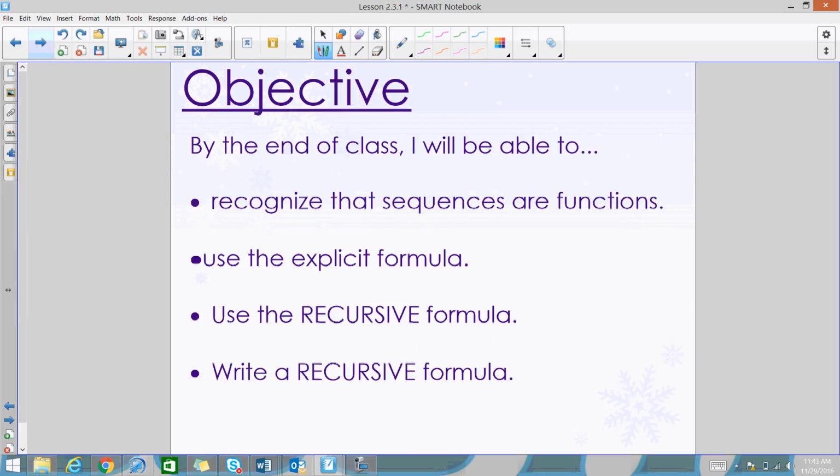So today what we're going to do, we're going to recognize that sequences are functions. So you're going to look at a set of numbers and determine that they're a function. And then you're going to use the explicit formula that we've been going over, which you actually already know. It's linear and exponential formulas. All right, so that's really not new. But this is going to be the new thing right here, recursive formula. All right, so you're going to know how to use it and you're going to know how to write it. Okay, so that's the big thing today. Can you use it and can you write it?